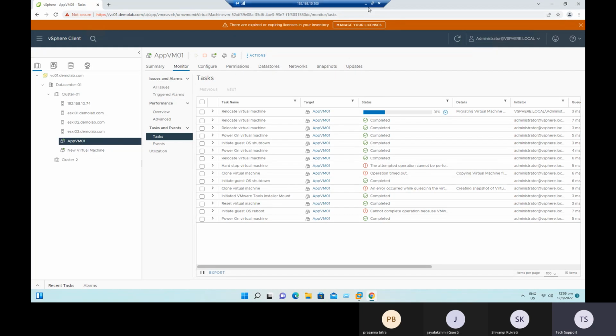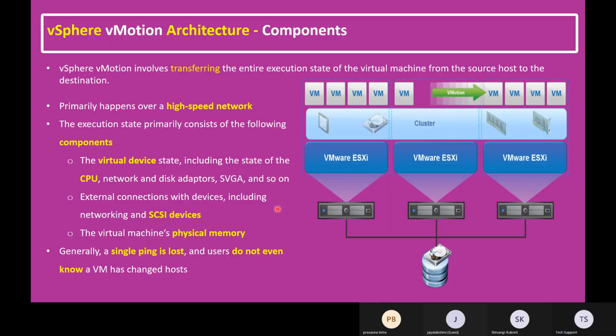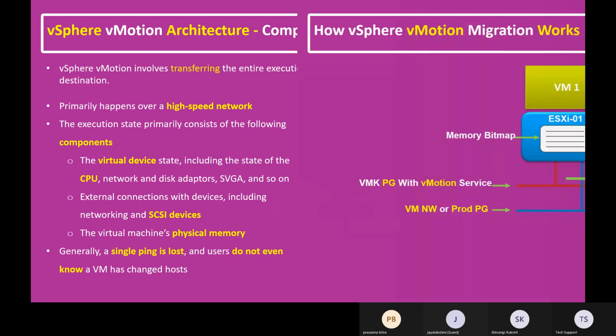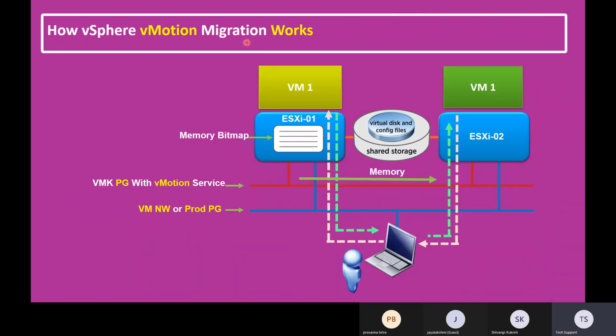So in the meantime, I will try to explain how the vMotion works in the backend. It takes a very short fraction of seconds when we migrate with vMotion, but in the backend there is some technical concept. That concept I will try to explain now. So how vSphere vMotion migration works. Let's try to understand the diagram.